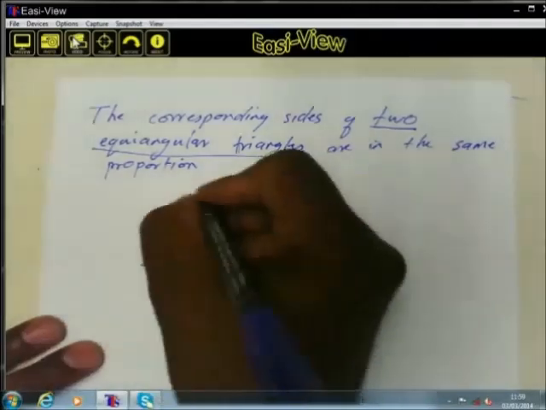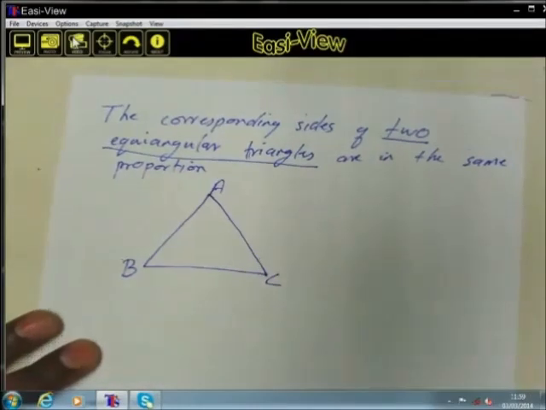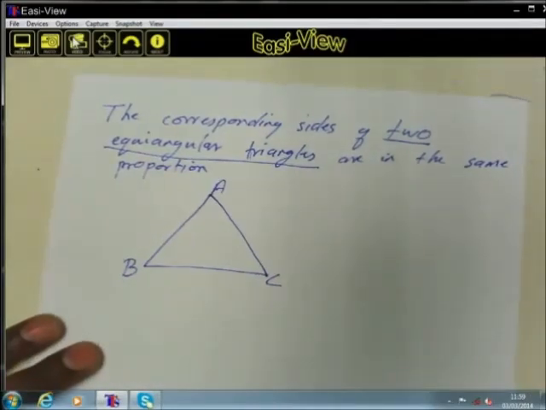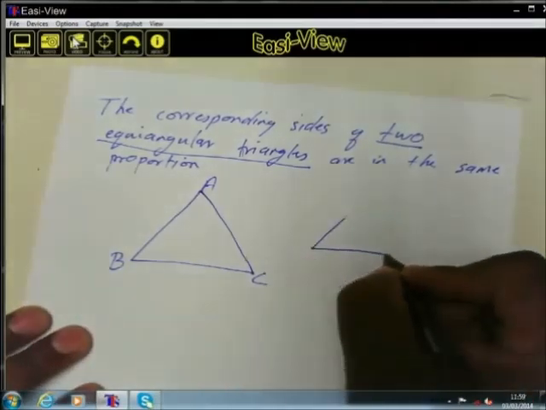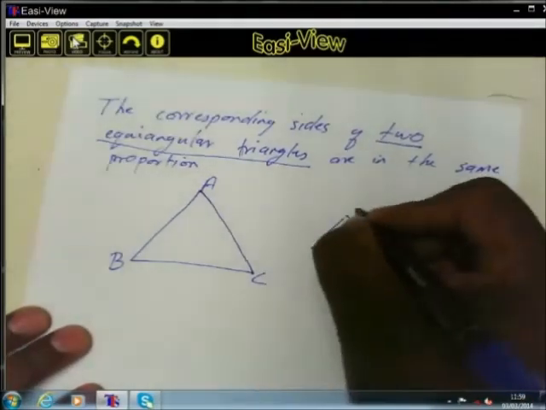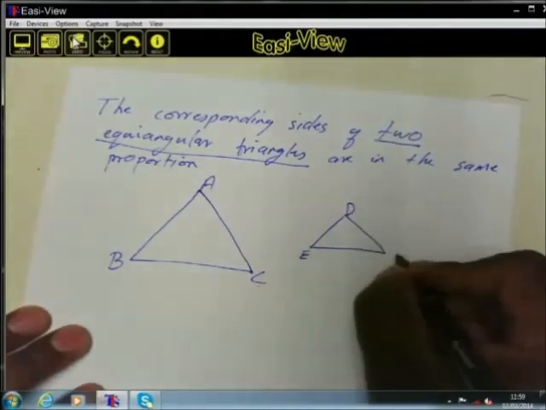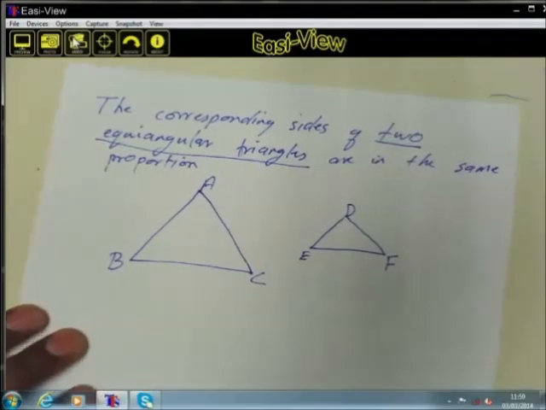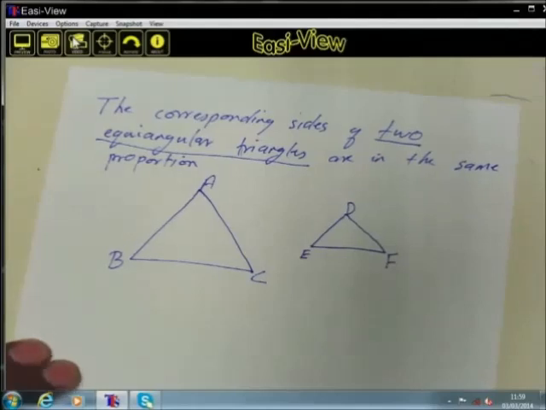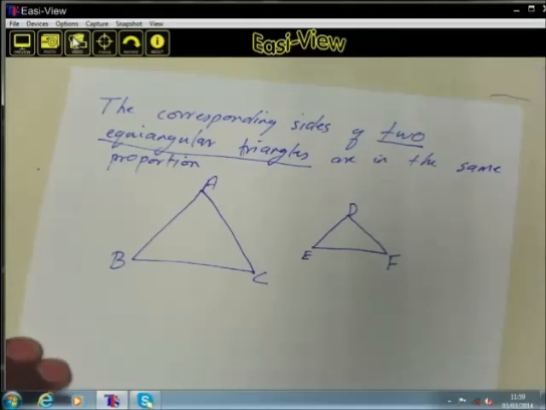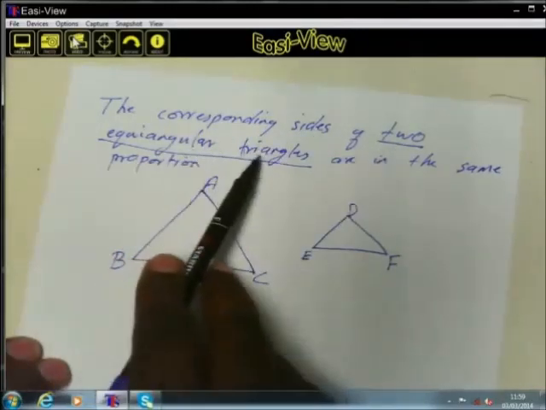Let me call this triangle A, B, C. And I've got to draw another triangle, and the two triangles must be equiangular. Let me draw a triangle. And this triangle, I can call it triangle D, E, F. I have deliberately drawn the two triangles so that they shouldn't be of the same sizes. So what is the given information? It's given that the corresponding sides of two equiangular triangles.